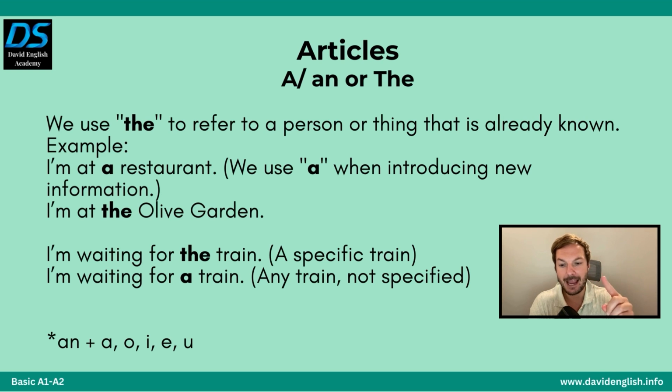An is before A, O, I, E, and U. We're going to say an elephant, an octopus, an apple, okay? An umbrella.